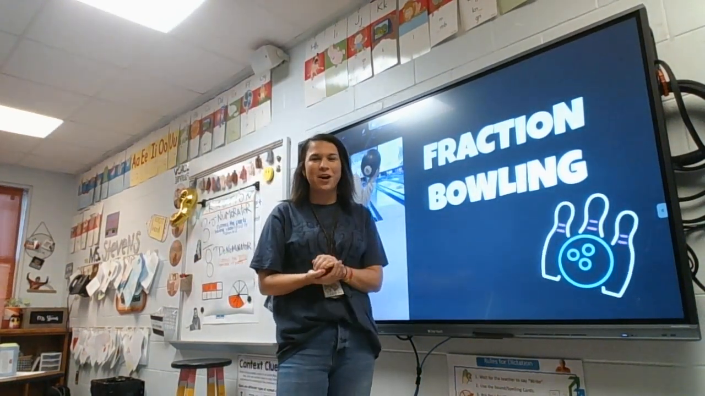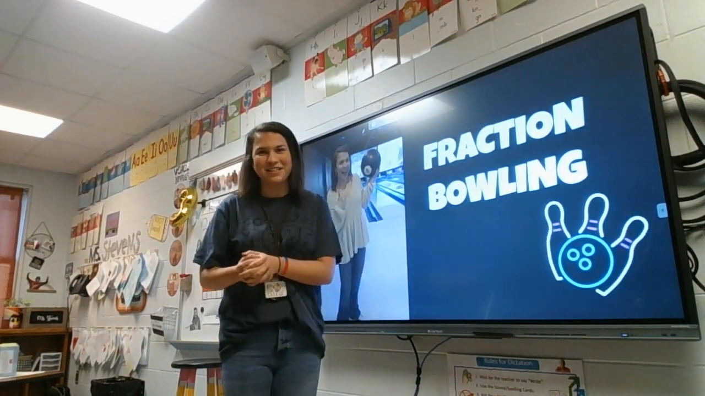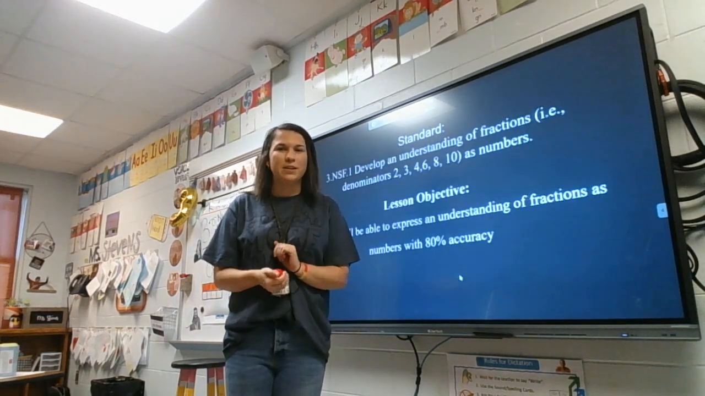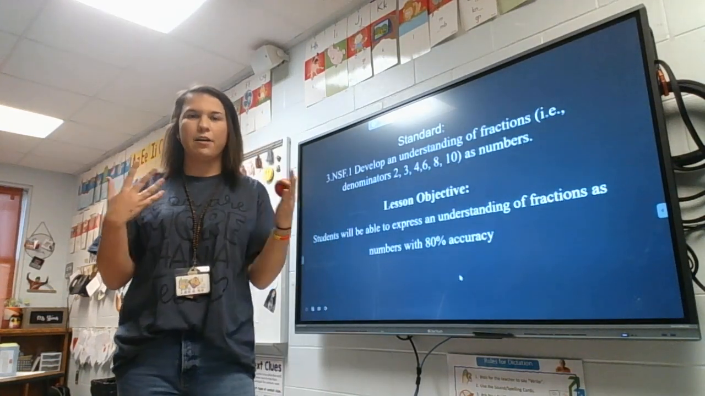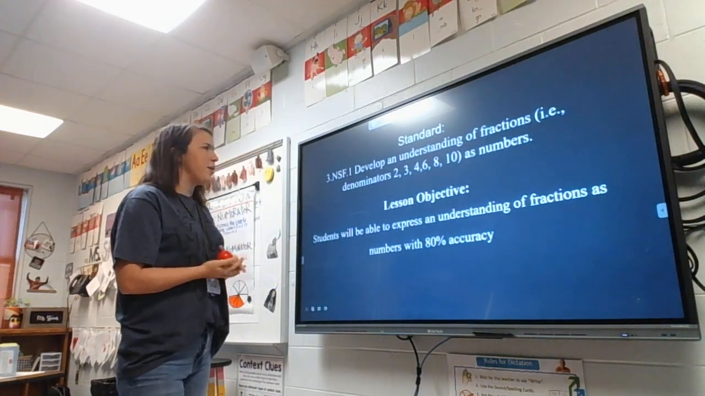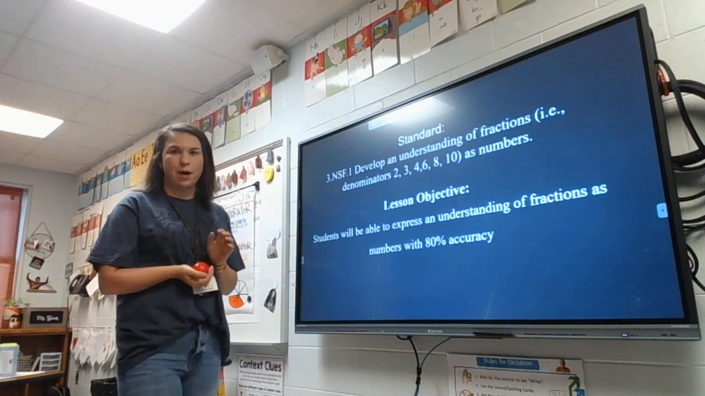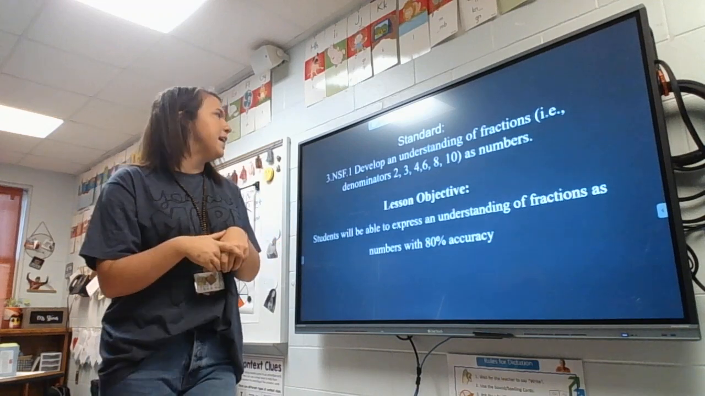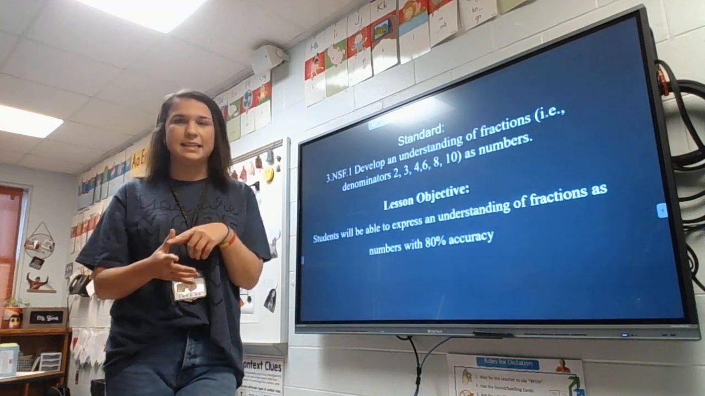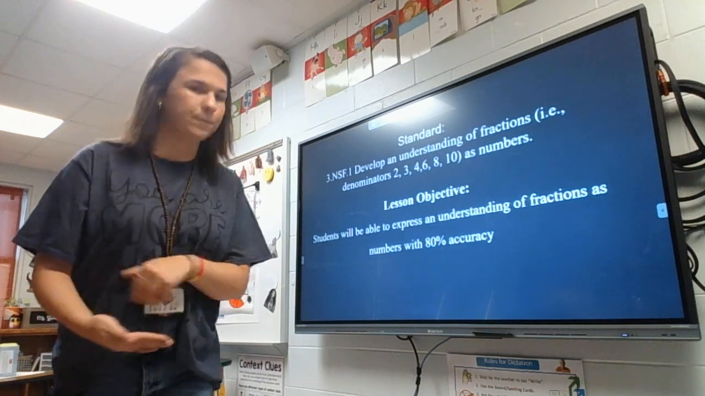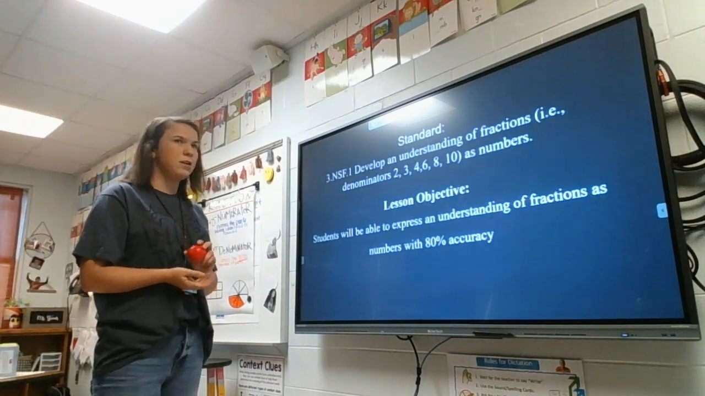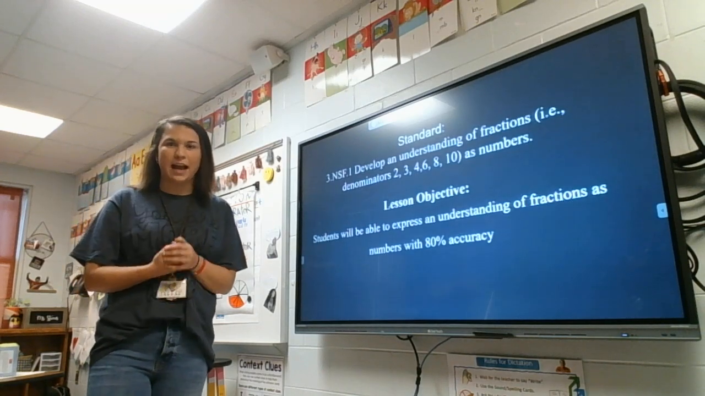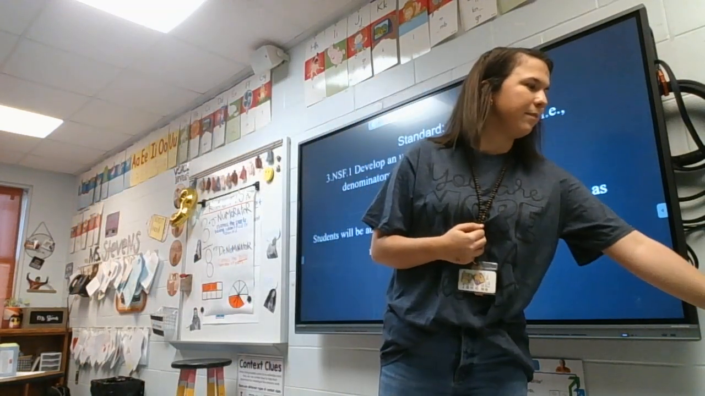Hi, today we're going to start fractions, and I'm so excited to do this. We're going to start off this unit with bowling. The standard that we're going to be looking at throughout this lesson is to develop an understanding of fractions as numbers. The denominators that we're really going to focus on throughout this unit are 2, 3, 4, 6, 8, and 10, but today we're just going to start small. The objective for this lesson is that students will be able to express an understanding of fractions as numbers with 80% accuracy. So let's get started.